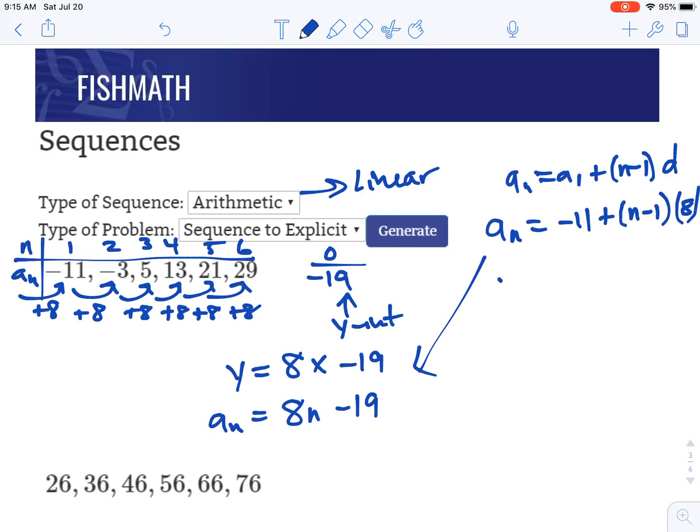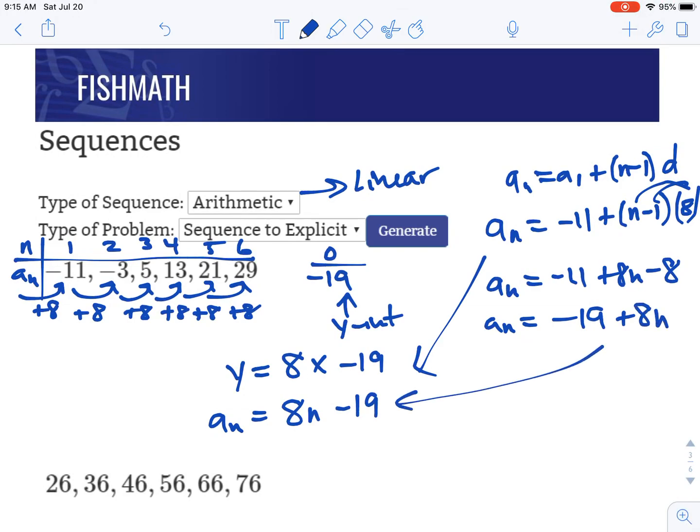Let's prove why that is. So a of n would be -11. Multiply this 8 in, it'd be plus 8n minus 8, which would be the exact same thing, -19 plus 8n, which we know we can rearrange and get the other one right there.